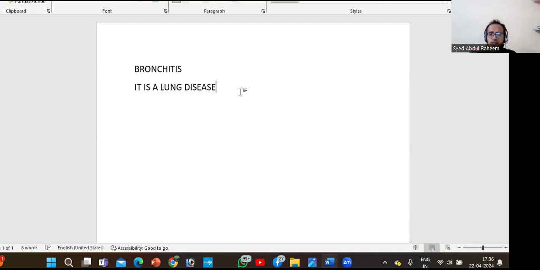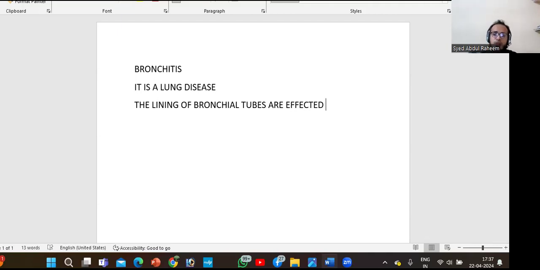We know that the inner lining of the lungs is epithelial tissue. Epithelial tissue has the ability to release mucus. So what happens in that lining? In that lining, there is inflammation. So, this is a lung disease. The lining of the bronchial tubes is affected.